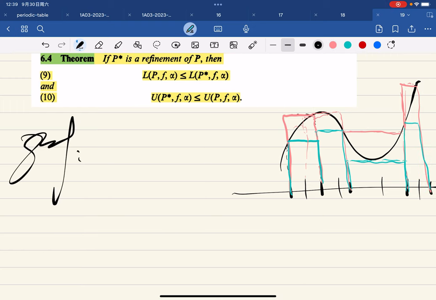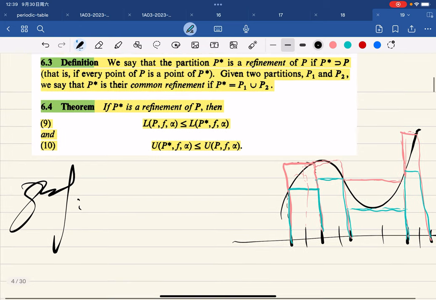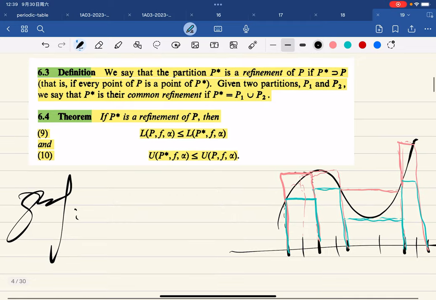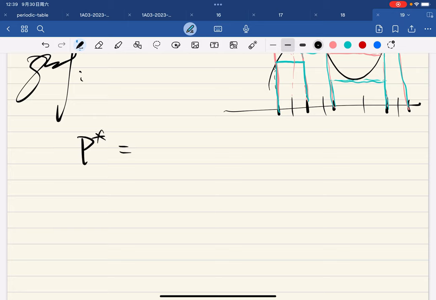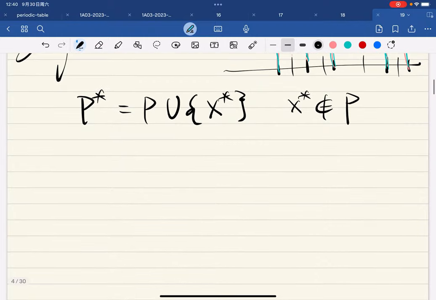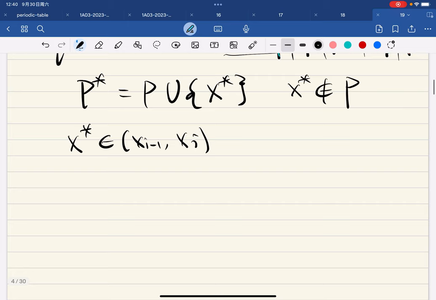So how do we argue with this? Well, 6.4. So basically, suppose that a refinement has only one more point, if P star equals P union, exactly one more point x star which is not in this original partition, then we let this sit in between one of the small intervals, right? So you have x i minus 1, you have x i here. Suppose you have x star here, right?